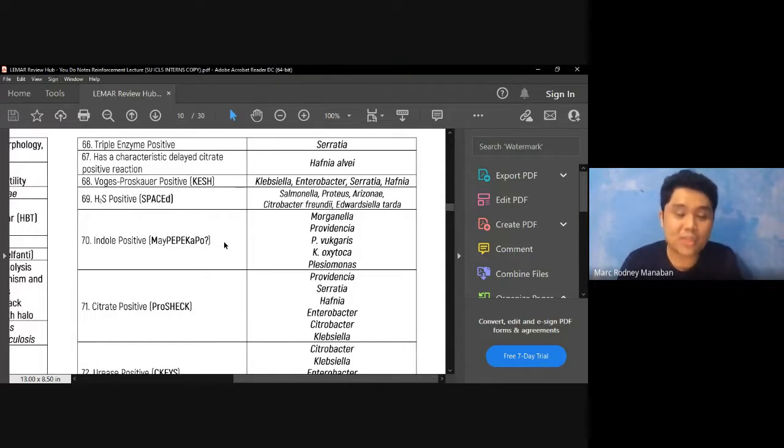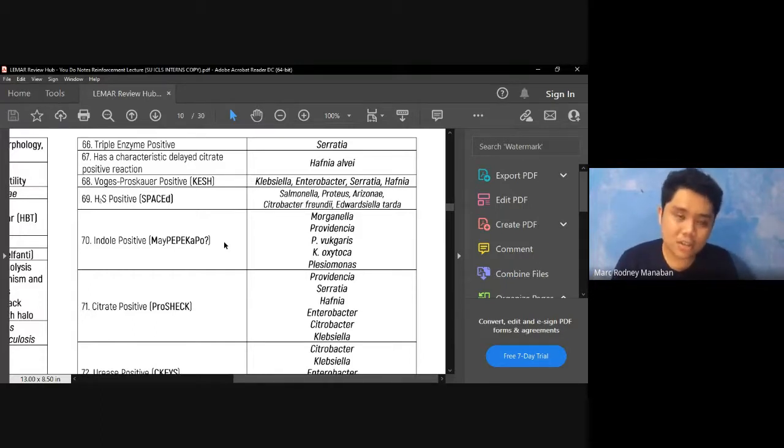We'll start first with VP positive, the Voges-Proskauer positive. For this mnemonic, KESH: Klebsiella, Enterobacter, Serratia, and Hafnia. Since they are VP positive, they are also MR negative. Why? Because the relationship between the MR and VP reactions is opposite. If an organism is VP positive, you expect it to be MR negative. Likewise, if MR positive, then VP negative.